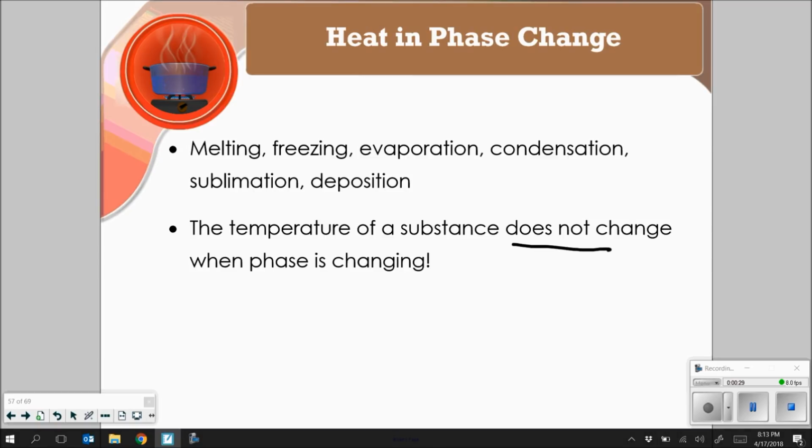So for example, if I take a pot of water and I bring it to a boil, the temperature changes while I bring the water to 100 degrees Celsius. But once I hit 100 degrees Celsius, that water is boiling and the temperature will not change from 100 degrees Celsius while that water is undergoing the phase change to a gas.